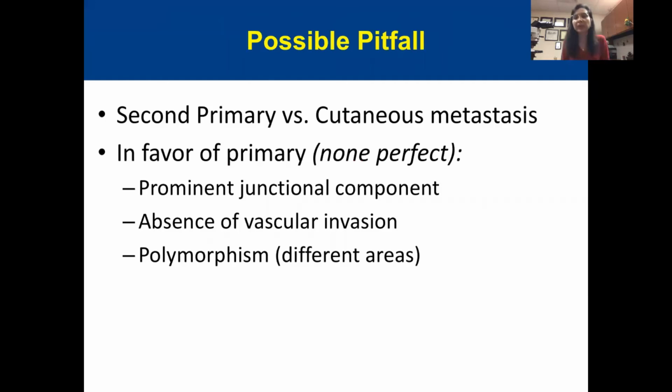The other pitfall is if we have two malignant melanocytic lesions in the same patient. Is the second one a second primary or a metastasis from the previous melanoma? Again, nothing is perfect, but some features that favor primary over metastatic include a prominent in situ component, absence of lymphovascular invasion, and the presence of different areas, meaning morphologically different areas. Some areas might show more nevoid and some more epithelioid, even though both are malignant. So if you have variability in the morphology, that favors primary, okay?